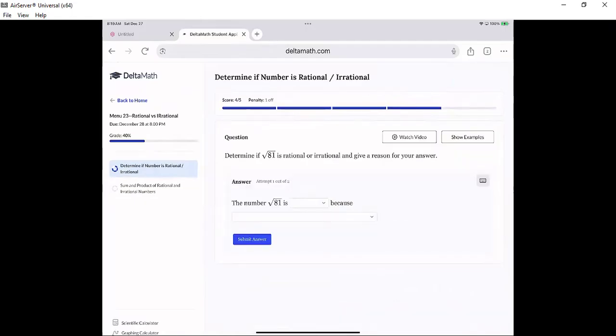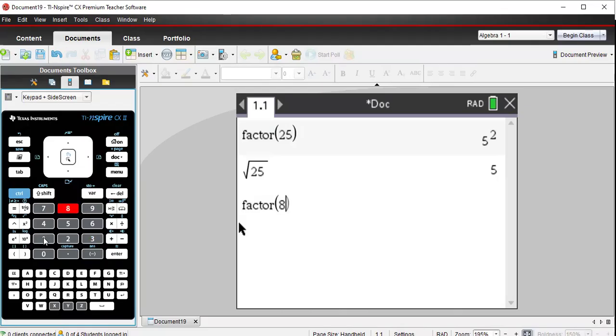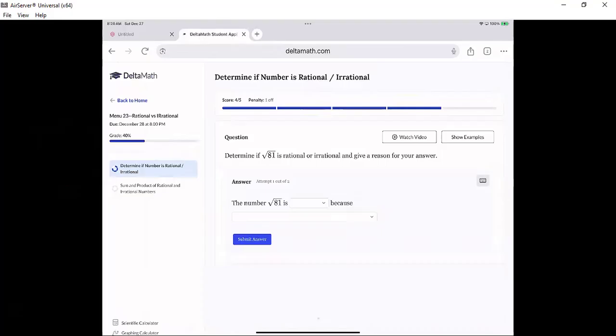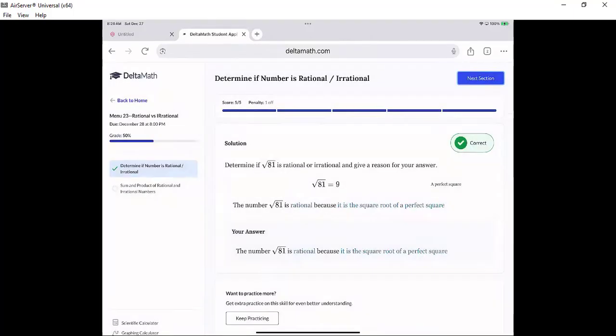Square root of 81. Now, again, if you're not sure, all we need to know is, is this number a perfect square? If it is, then it's rational. If it's not, it's irrational. So that's why we need menu 23. If you're not sure, just put that number in. And if the exponent is an even number, and it is, that means it's a perfect square. And if we take the square root of a perfect square, we always get a rational number. So let's go and finish this. So this is rational because we took the square root of a perfect square. That's all you have to say here.